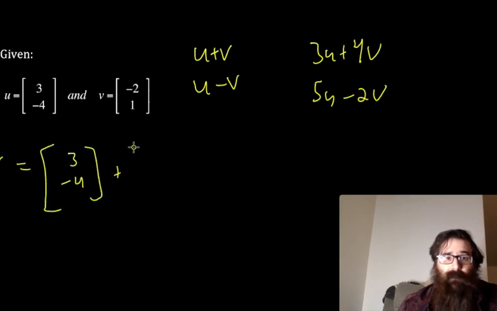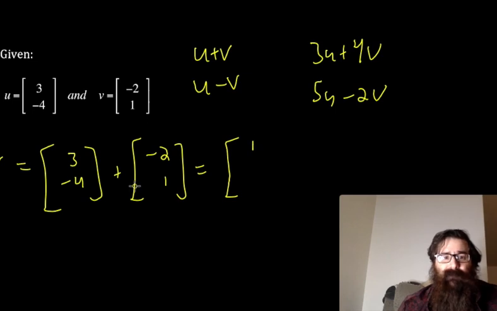We're adding component-wise, adding respective entries. So I add the first two entries together: 3 plus negative 2 gives me positive 1. I'm adding the second entries together: negative 4 plus 1 gives me negative 3. And this gives me a new vector, u plus v.